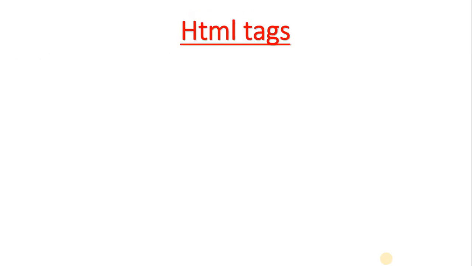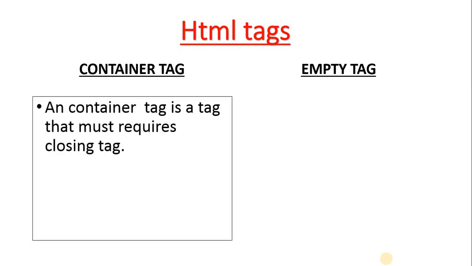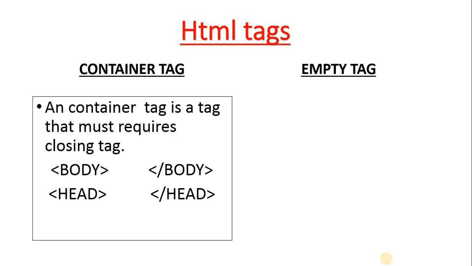HTML tags are divided into two types, that is container tag and empty tag. Container tag is a tag that must require a closing tag. For example, body. Here we have body opening tag and a closing tag. Head. Here for head we have head opening tag and a closing tag. And a tag is closed by putting a forward slash in front of the tag name.